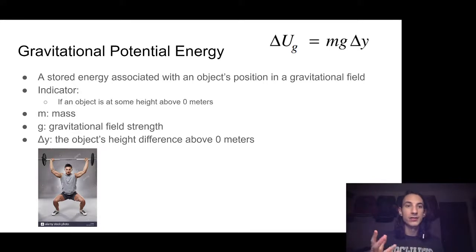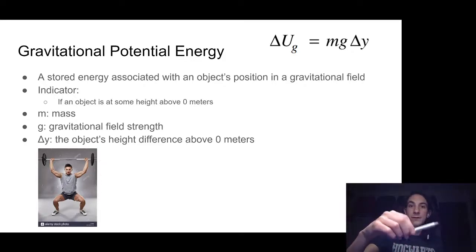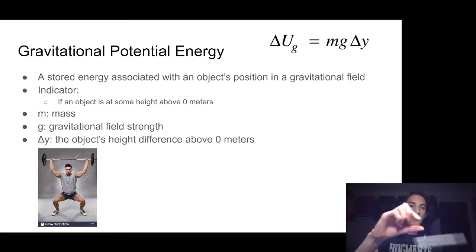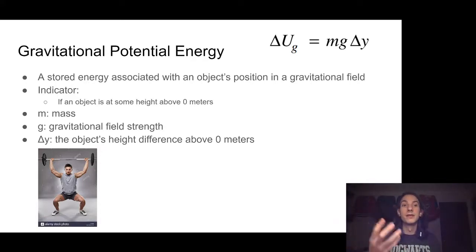Then we have our potential energy, so gravitational potential energy. This is a stored energy that's associated with an object's position in a gravitational field. That's kind of a fancy way of saying, hey, if we lift something up to some height within a gravitational field like we have on Earth, then it has this energy. It has this potential to do something. It's not doing something at that moment, but it has the potential. It has the ability to do something. So the way that we can indicate this one is if our object is at some height above what we're calling 0 meters, then it has this gravitational potential energy.